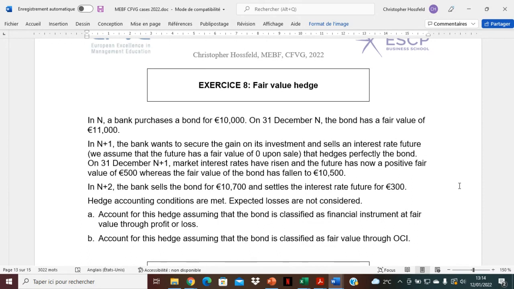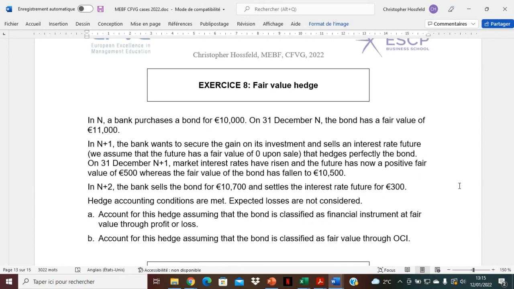At the end of N plus 1, the market interest rates have risen, and the future now has a positive fair value of 500, whereas the fair value of the bond has fallen to 10,500. In N plus 2, the bank sells the bond for 10,700 and settles the interest rate future for 300. Hedge accounting conditions are met. We do not consider expected losses. Remember, here we have a bond, so usually we would need to account for expected losses.